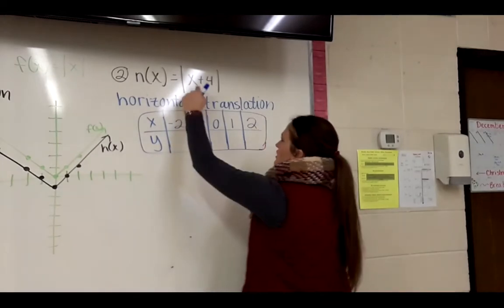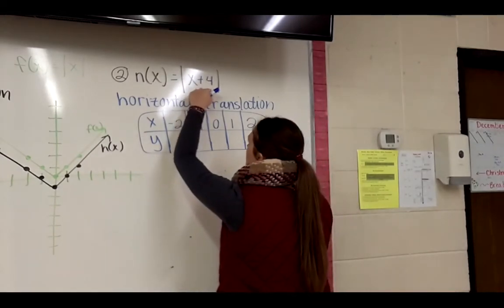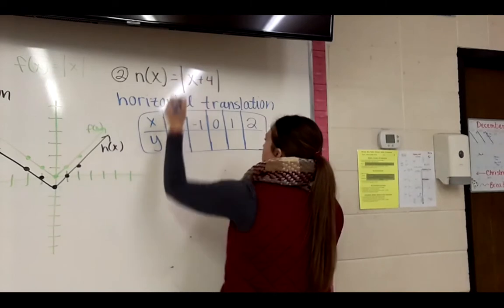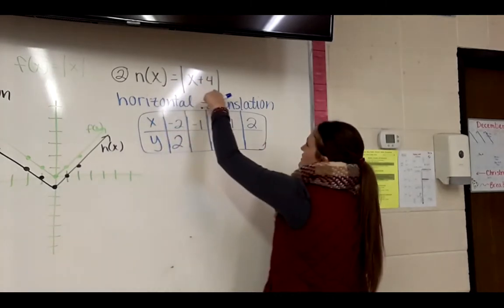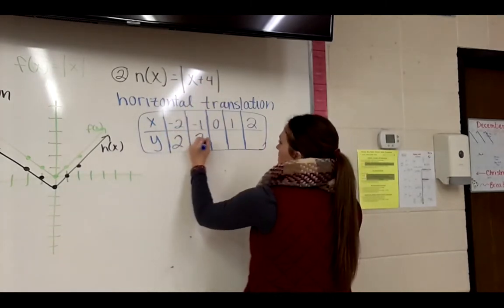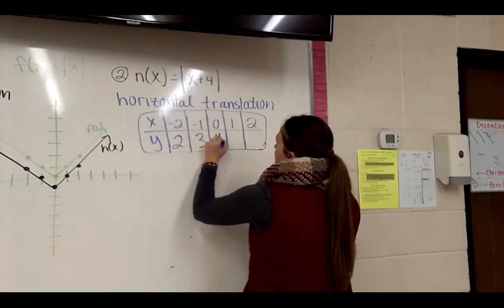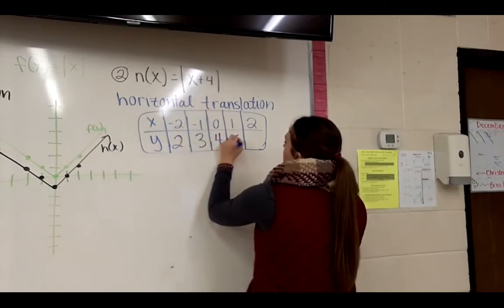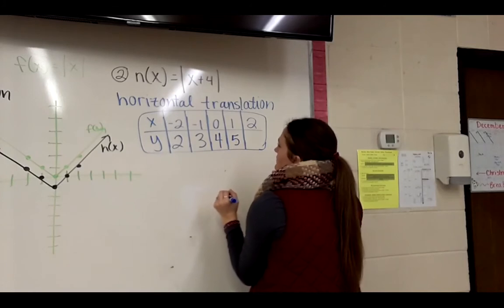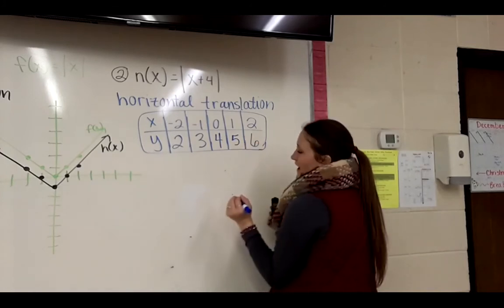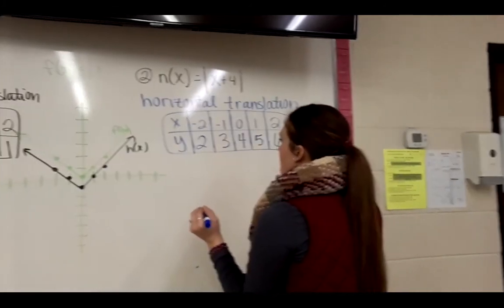Okay, so -2. -2 plus 4 is 2. The absolute value of that is 2. -1 plus 4 is 3. Absolute value of 3 is 3. 0 plus 4 is 4. 1 plus 4 is 5. 2 plus 4 is 6. So, I don't know where my vertex is.